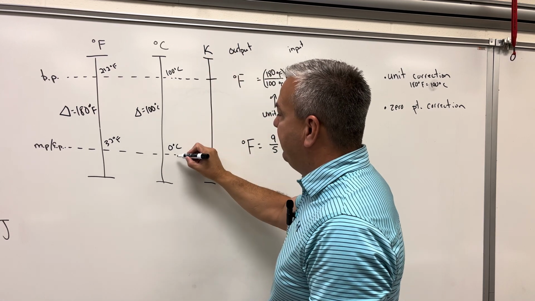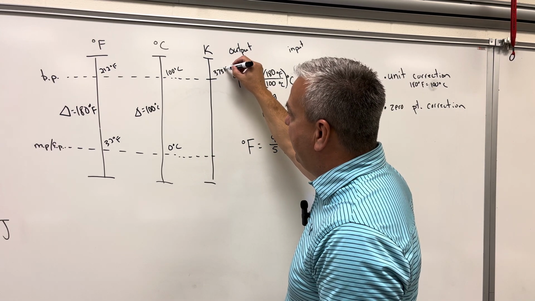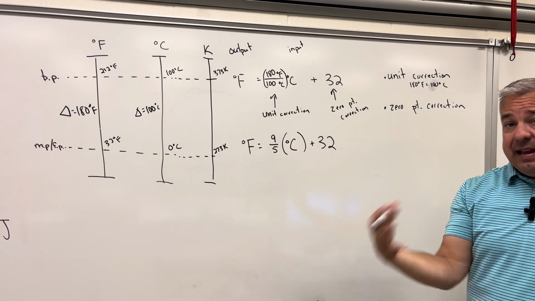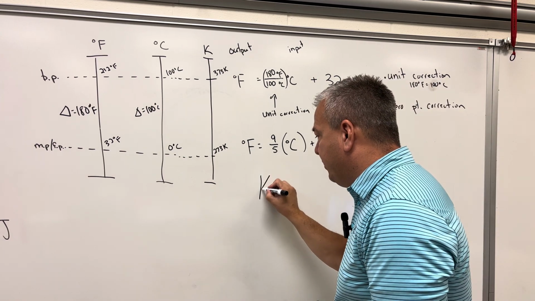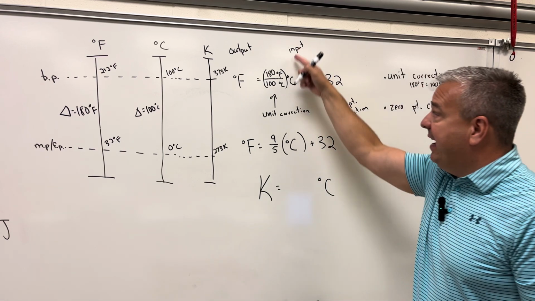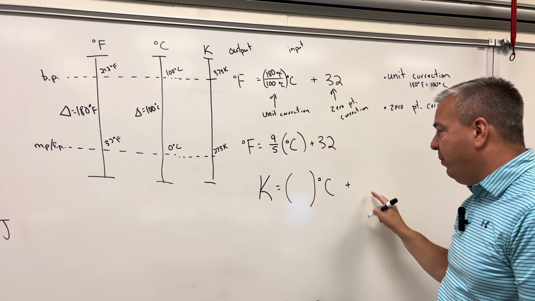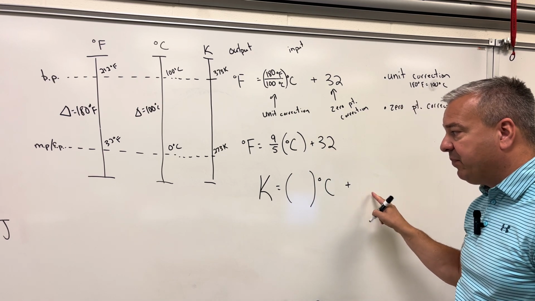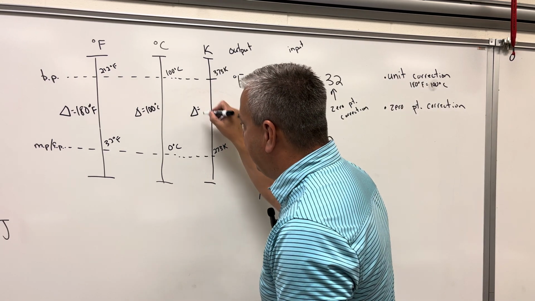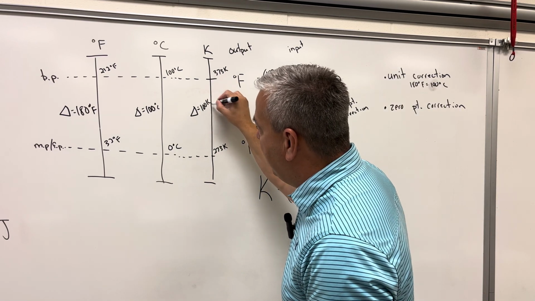Now, if we wanted to add one more scale, like the Kelvin scale, and I included the boiling point and the melting point, which is going to be 373 Kelvin and 273 Kelvin respectively, I can do the same thing. Let's try to get an equation for Kelvin, which would be our output, and degrees Celsius as our input still. We would want to put a unit correction right here, and then a 0-point correction right here. So let's take a look at the delta for Kelvin.